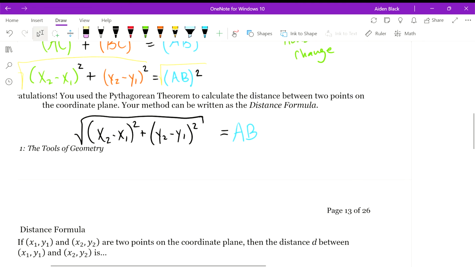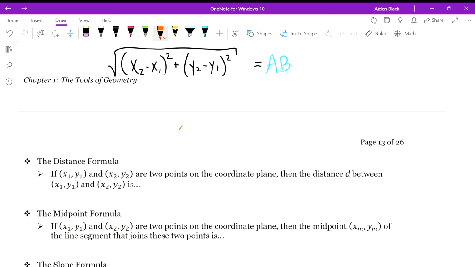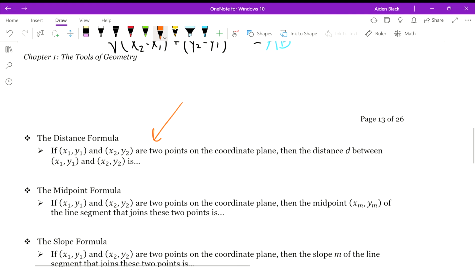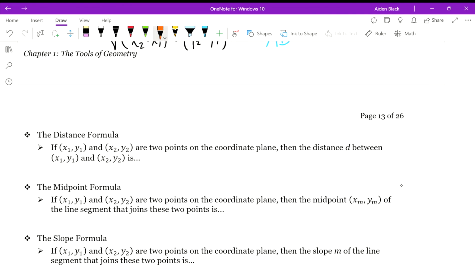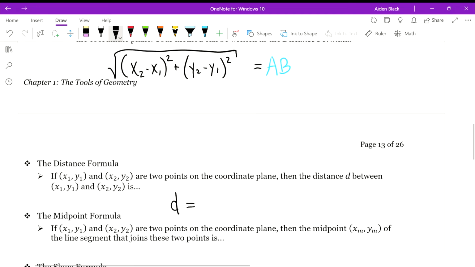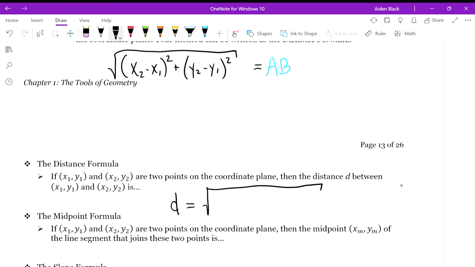So I'll just rewrite this down here. The distance formula gives us this generalization. This would be like A and B, and we're just trying to find the distance between them. In which case we can write D, as in distance, is equal to, what did we write? The square root of (x2 minus x1) squared plus (y2 minus y1) squared.